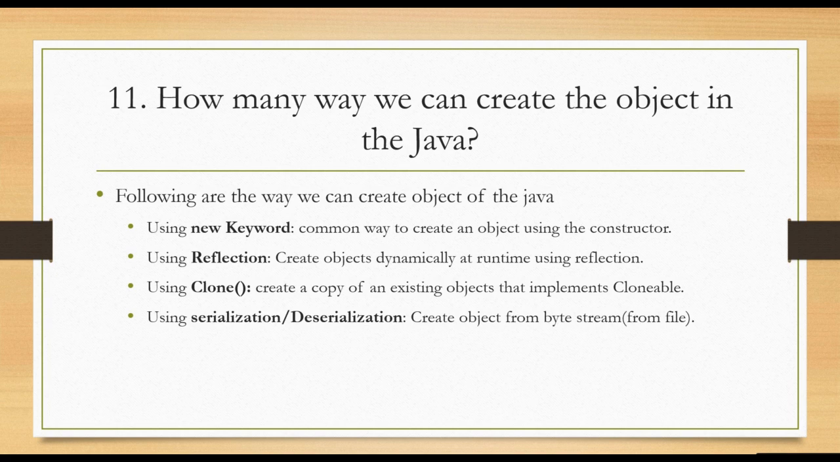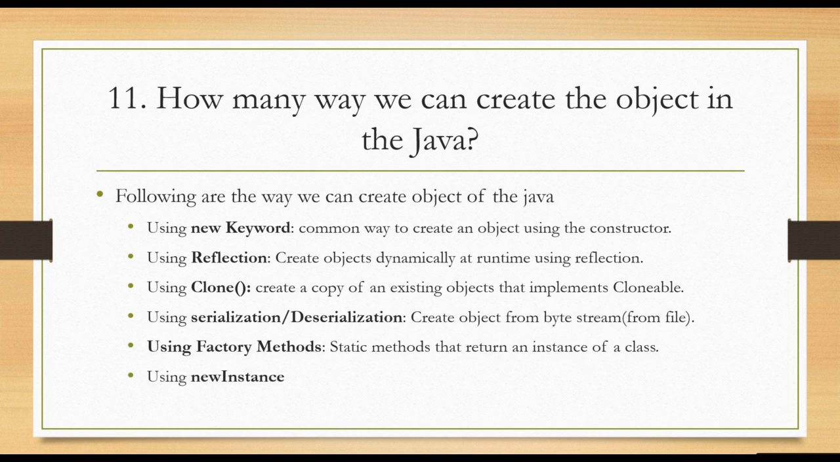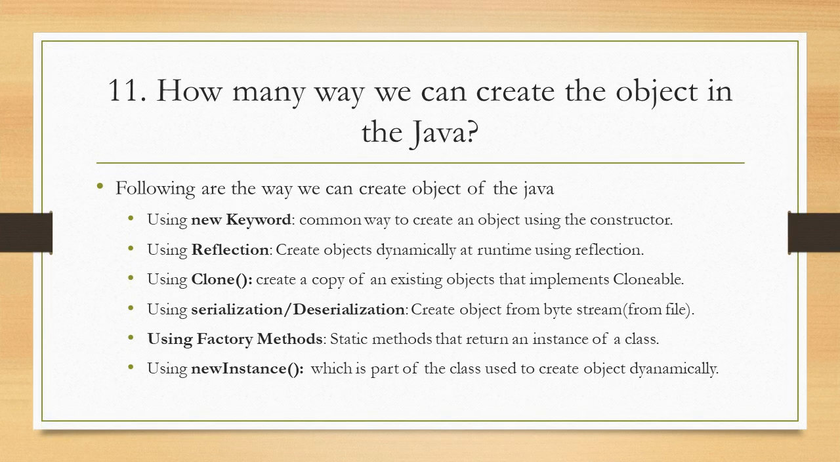So create object from byte stream from file. So that's the way we can create object using serialization and deserialization. Next way is using the factory method, the static method that returns the instance of the class. And the next way is using newInstance, which is a part of class used to create the object dynamically.